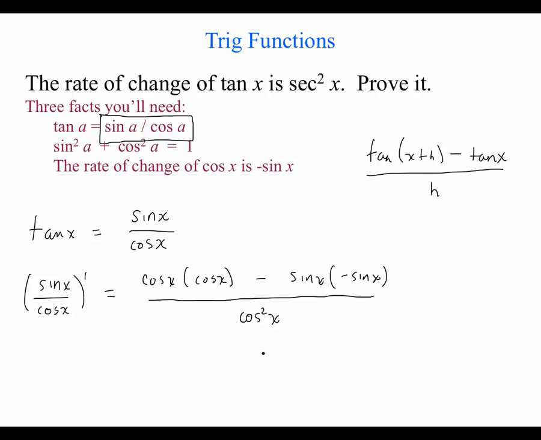What's the numerator? Cosine squared x plus sine squared x, which equals 1. That's the Pythagorean identity. 1 over cosine squared x equals? Secant is 1 over cosine. So 1 over cosine squared is secant squared. Any questions? So that's showing that secant squared is the rate of change of tangent.